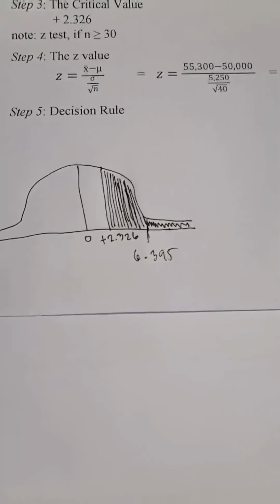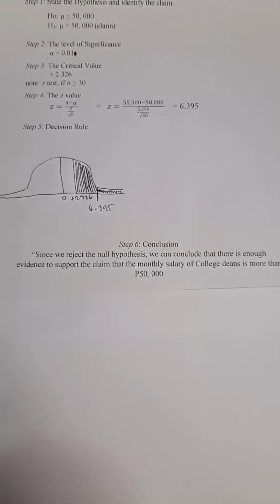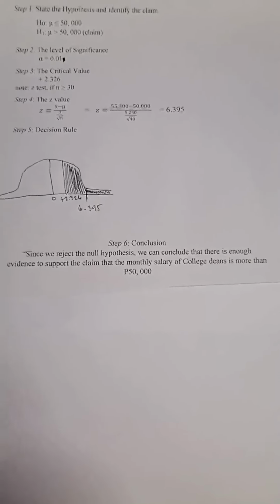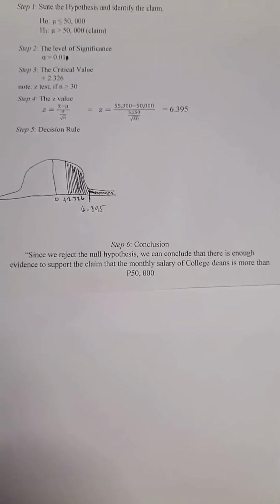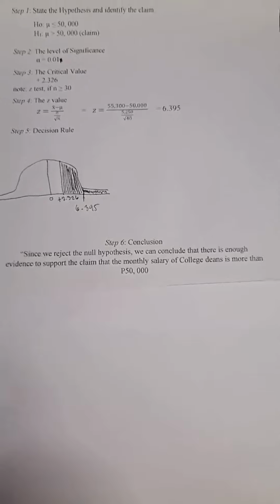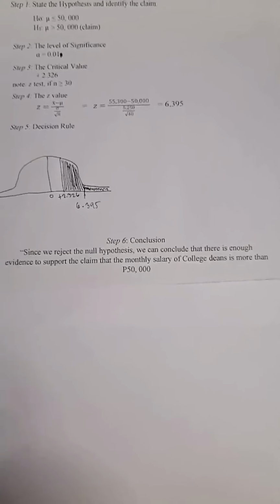In step 6, which is the conclusion, since we reject the null hypothesis, we can conclude that there is enough evidence to support the claim that the monthly salary of college deans is more than 50,000 a month.